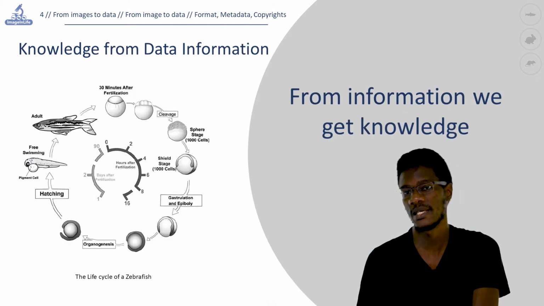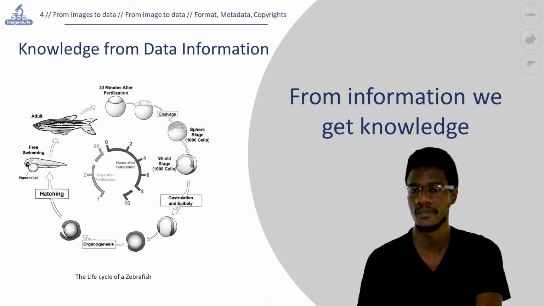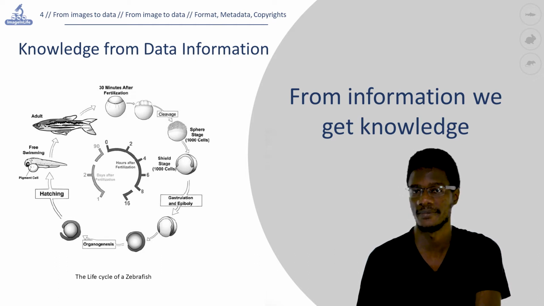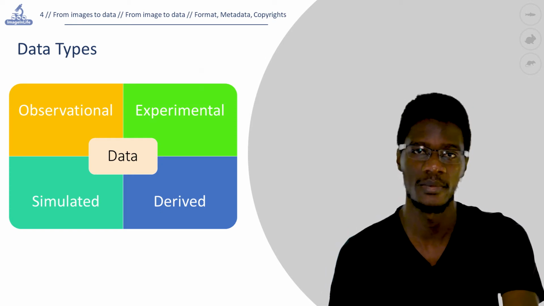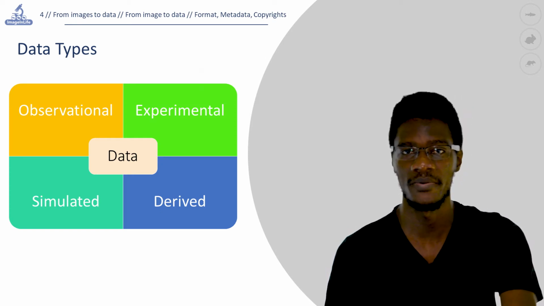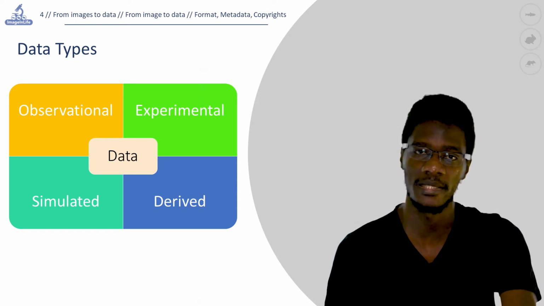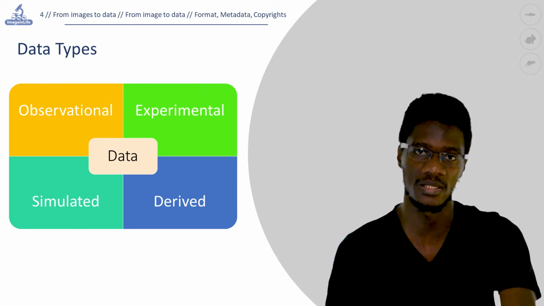Once we have been able to extract information from data, we gain what is called knowledge that is useful in understanding the problem. An example of knowledge that you can learn when observing data is the life cycle of a zebrafish, from hatching to adulthood. Now we shall have a discussion about the types of data. There are 4 types of data. We have observational, experimental, simulated, and derived data. In the next sections, we shall discuss each one of these.